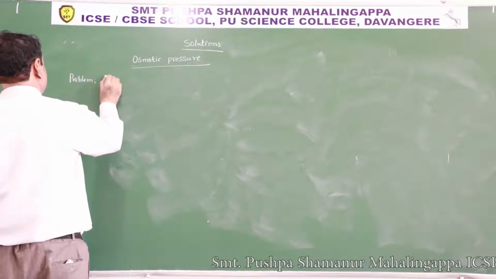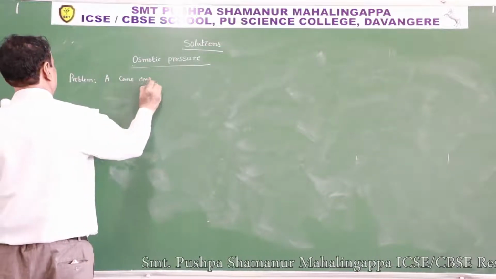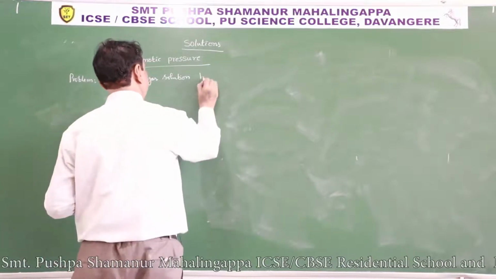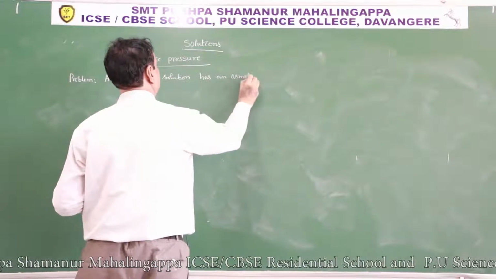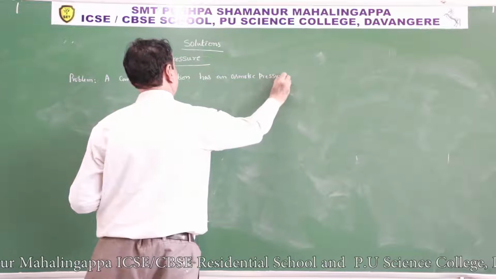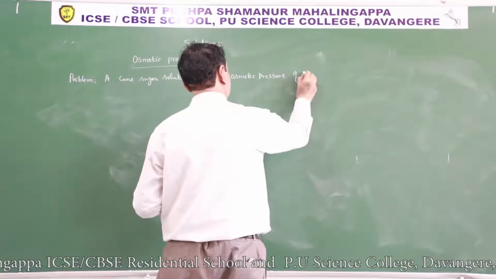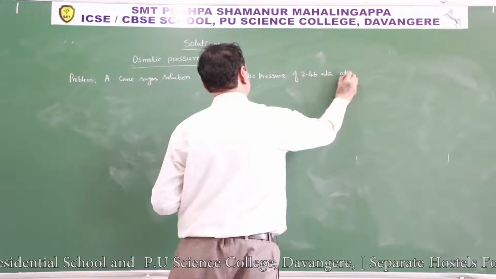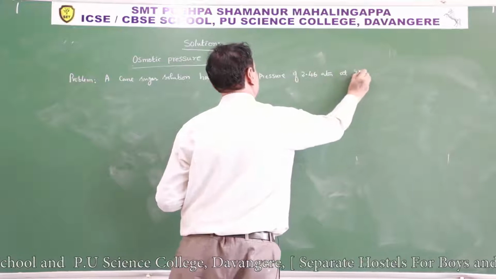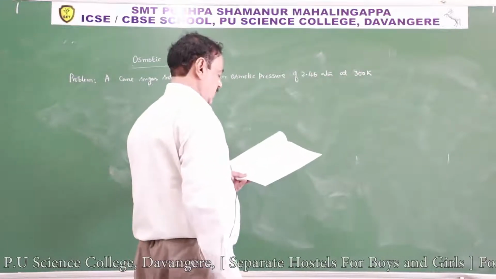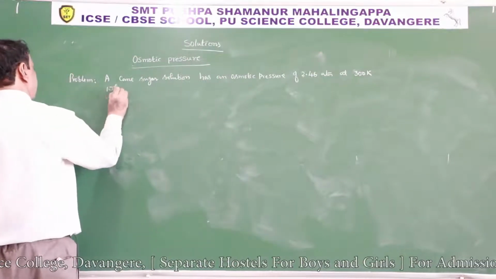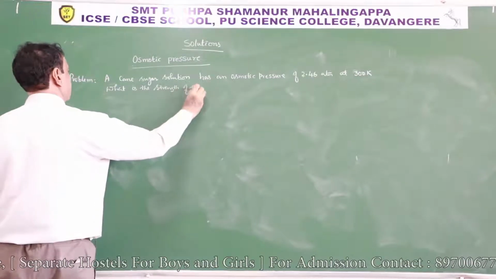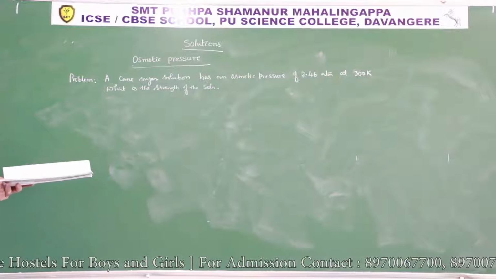A cane sugar solution has an osmotic pressure of 2.46 atmosphere at 300 Kelvin. What is the strength of the solution?